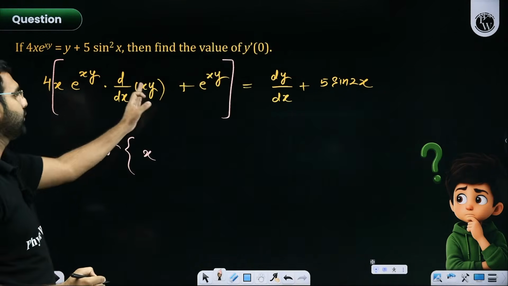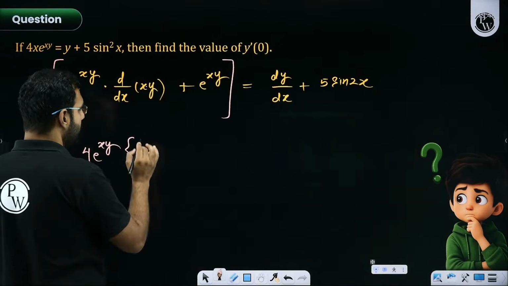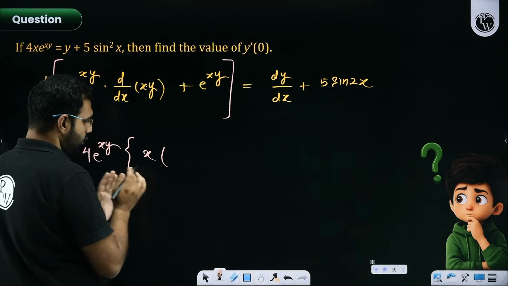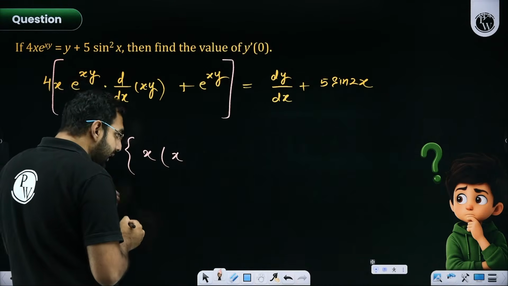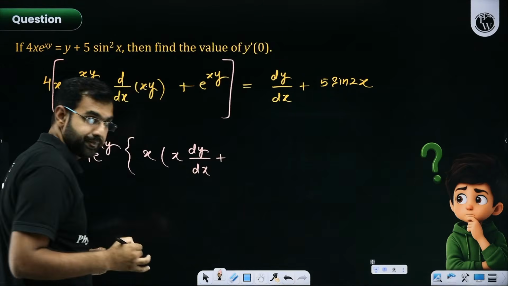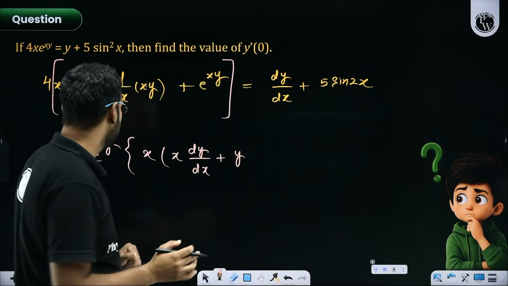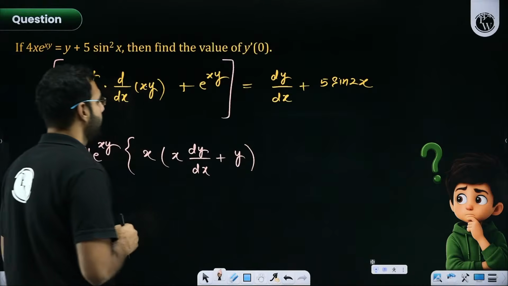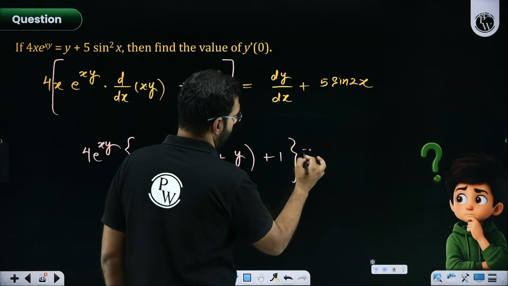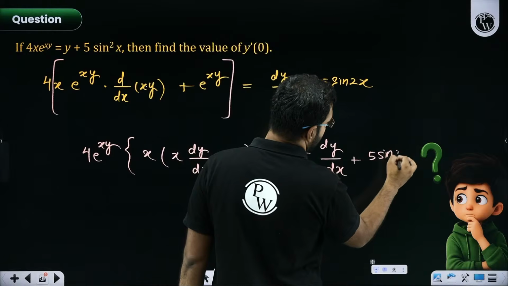Now, d/dx of xy. Again, what I'll use is the product rule. First function as it is, so x is there as it is. Derivative of second function, so derivative of y will be dy by dx, plus second function as it is, which is y, times derivative of x, which is 1. So this is how I get it simplified. Plus 1, because this is taken common. So this is plus 1 whole equals dy by dx plus 5 sine 2x.